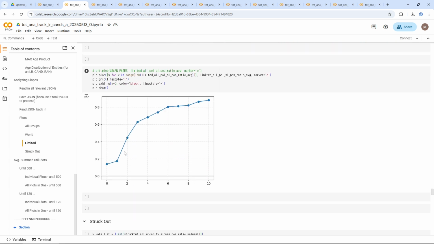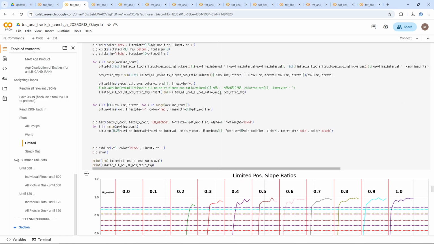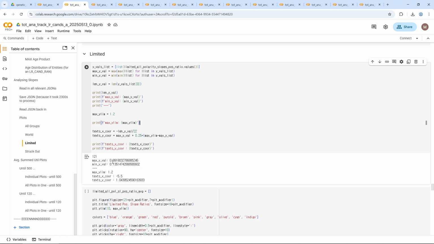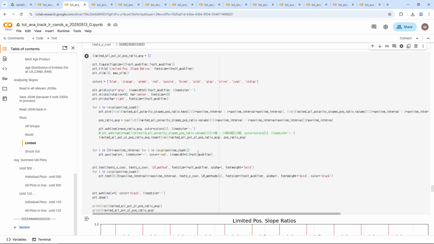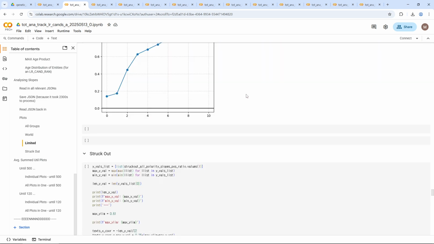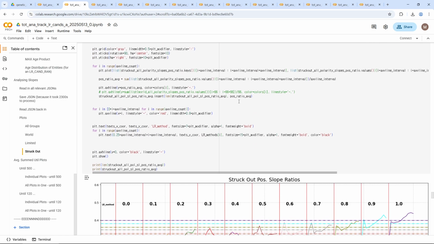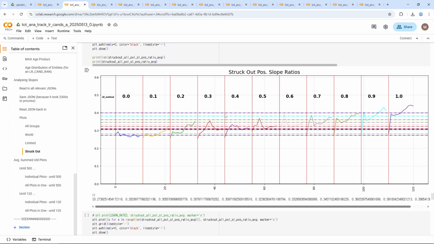But therefore the positive slope ratio goes extremely high, almost at 1.0. See, the highest is 0.99, and I guess that's somewhere about here, maybe, or here. However, for the struck out entities, yeah, I shouldn't have said however, because it's the same here as well.